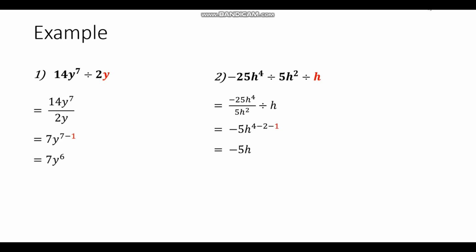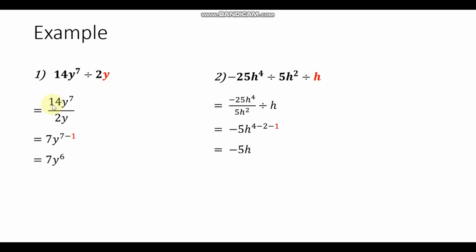Next, I will show you some examples to help you understand more. The first example is 14y to the power of 7 divide 2y. The y here, I put in red color. Please take note that the y here doesn't have a value of index, so we have to put 1. We have to add 1 over here.